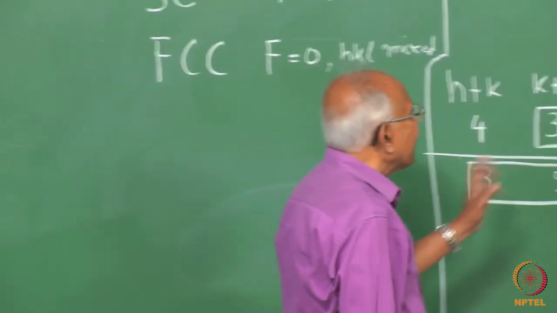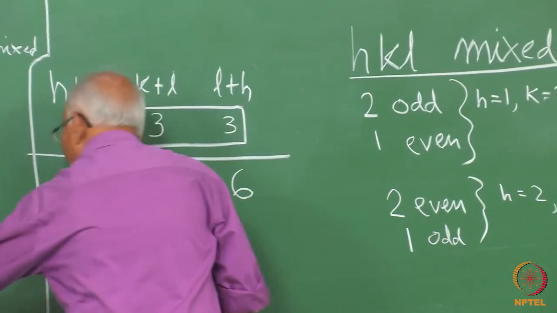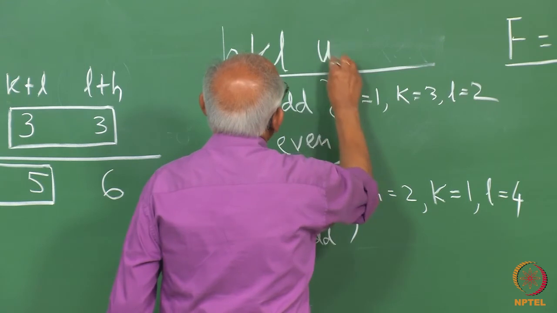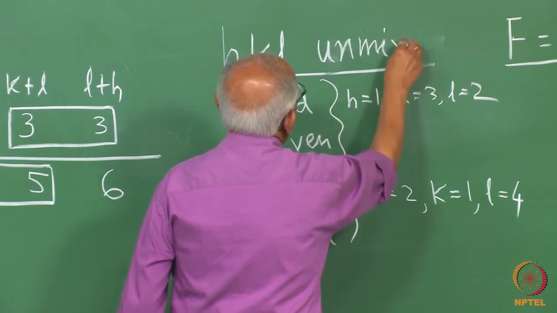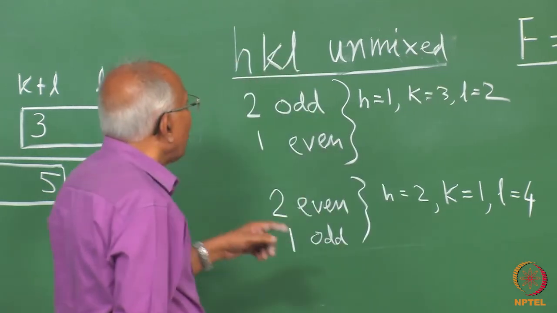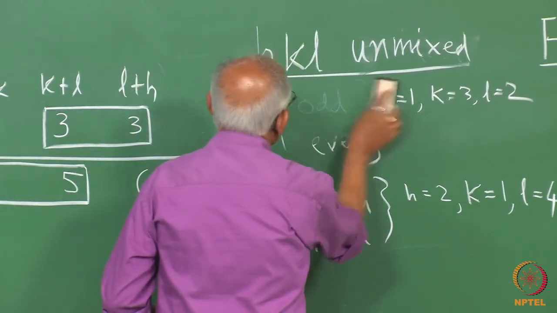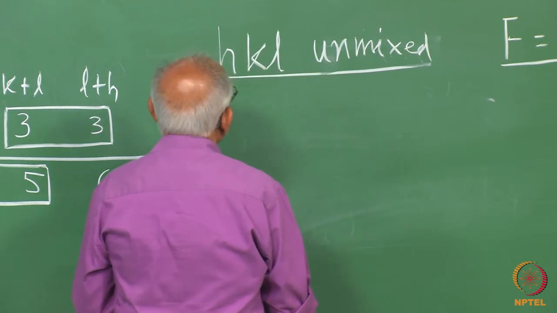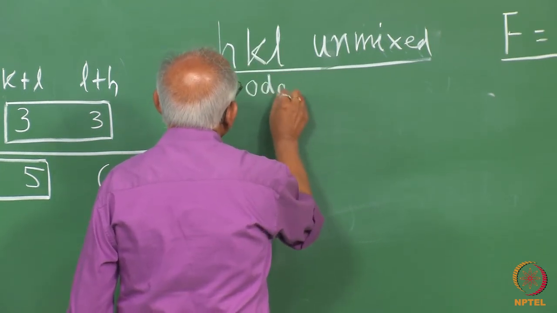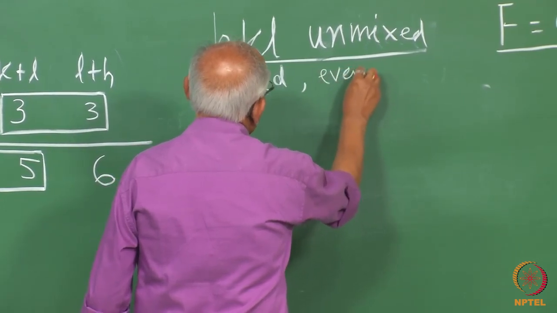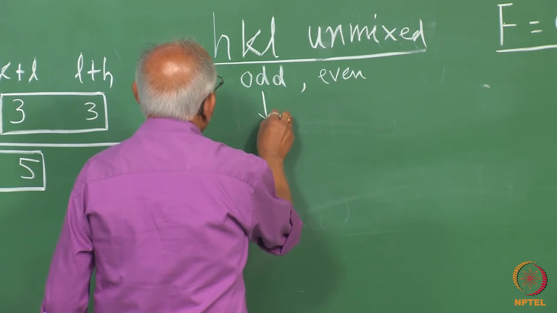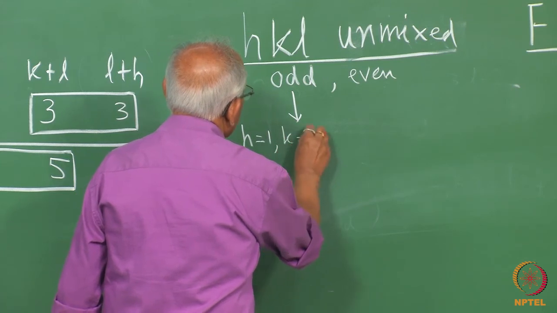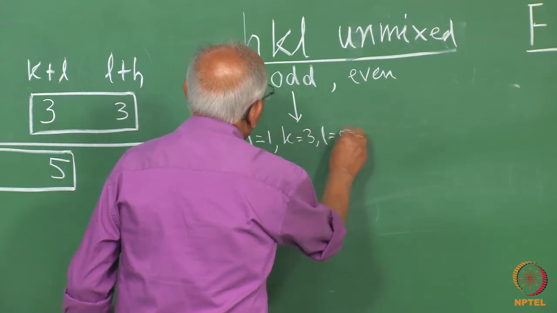Now, what is the other possibility? That h, k, l are unmixed quantities. So, let us take a case where h, k, l are unmixed, that means either all odd or all even. So, now let us think about the possibility where h, k, l are unmixed, which means all 3 of them are odd quantities or all 3 of them are even quantities. So, when all 3 of them are odd quantities, let us have h equal to say 1, k equal to 3, l equal to 5, all odd quantities.